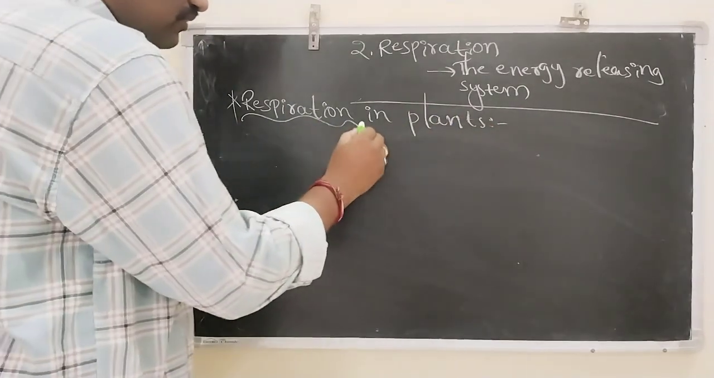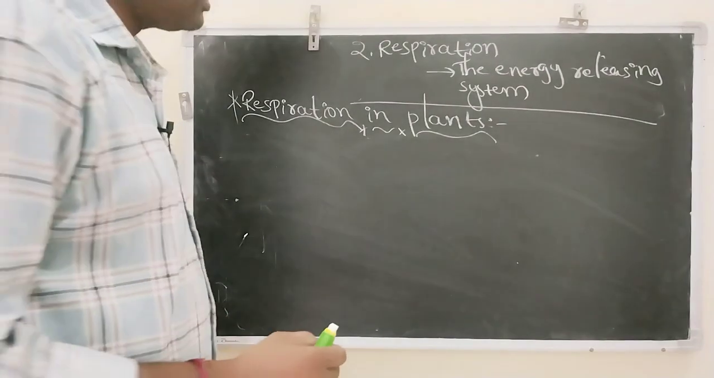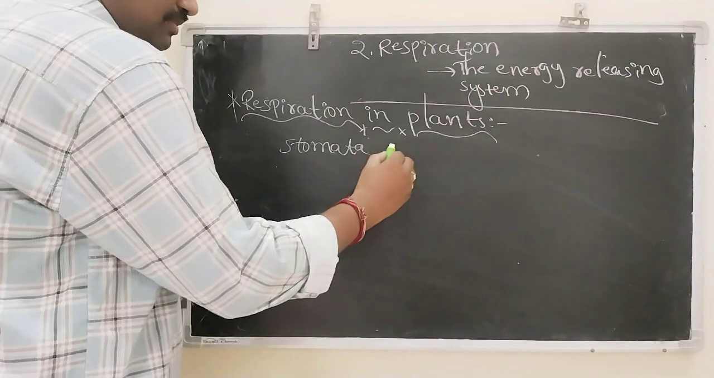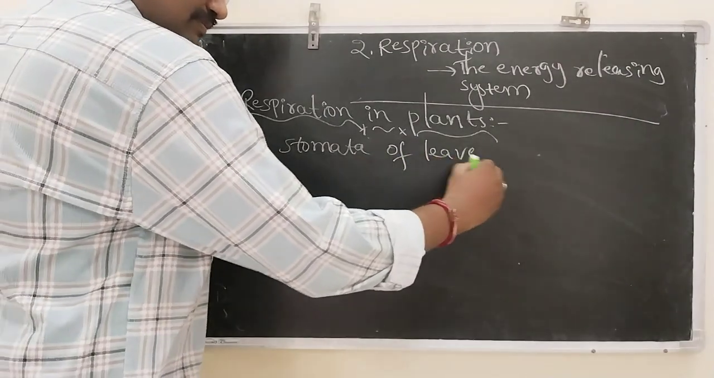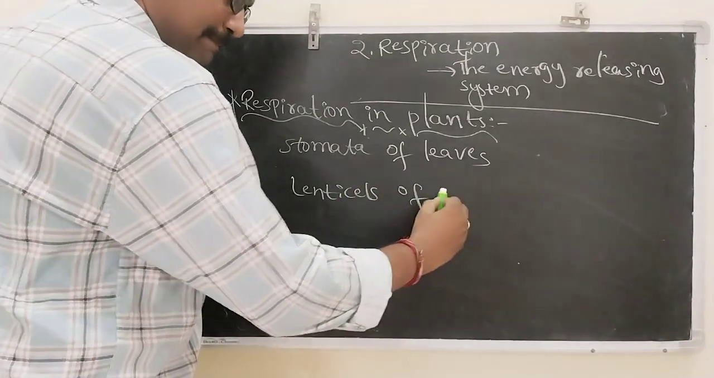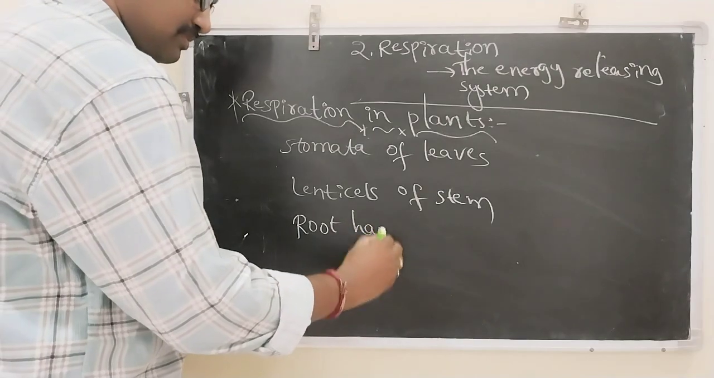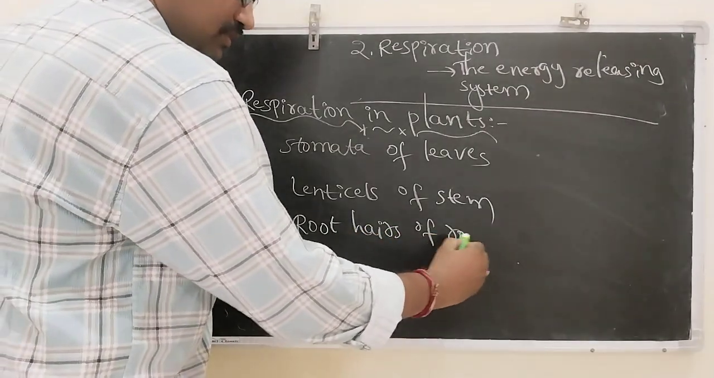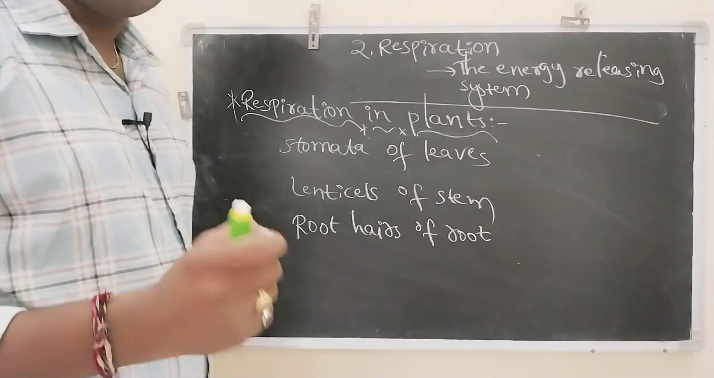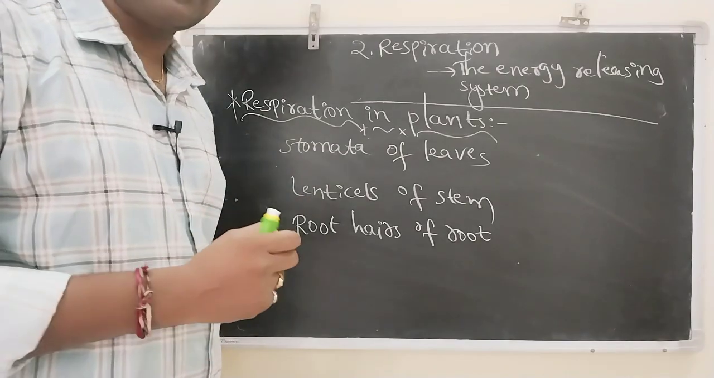In plants, who perform respiration? Okay, so which parts perform respiration in plants? In plants, stomata of leaves, lenticels of stem, and root hairs of root. So these perform respiration in plants. One is the stomata present in leaves, and the lenticels of stem and root hairs of root.